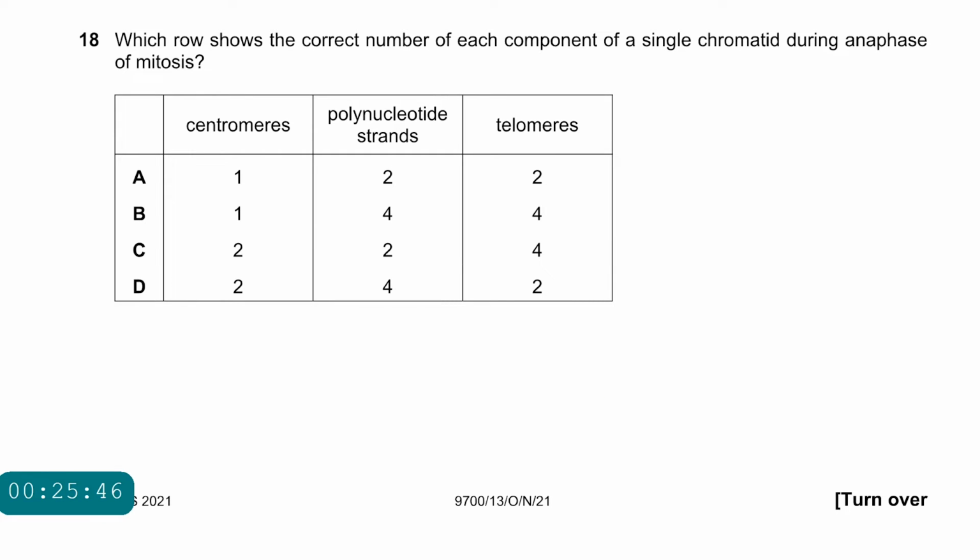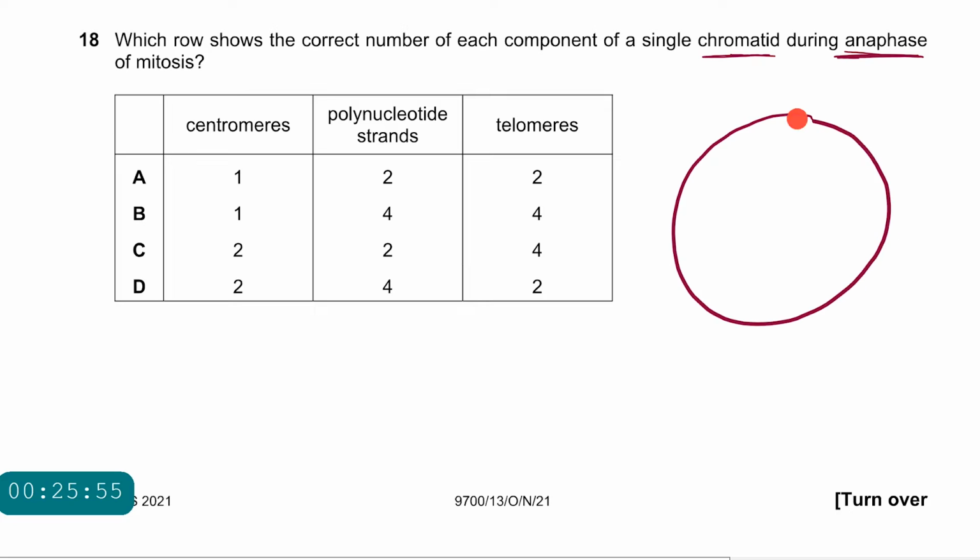Question number 18. Which row shows the correct number of each component of a single chromatid during anaphase? Okay, so during anaphase, the spindle fiber pulls the two sister chromatids apart to opposite poles, and that's what they both look like. So in this case, it only has one centromere. Each chromatid only has one centromere, so this is correct.